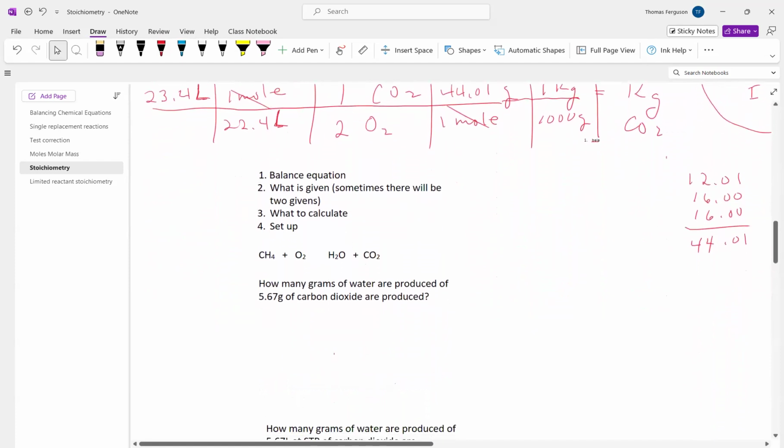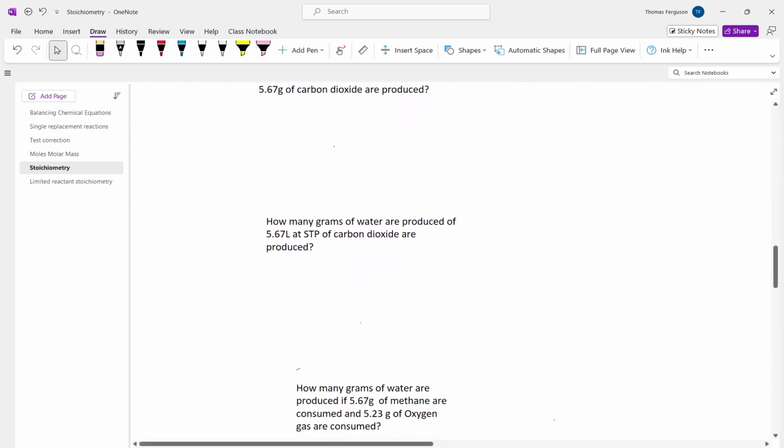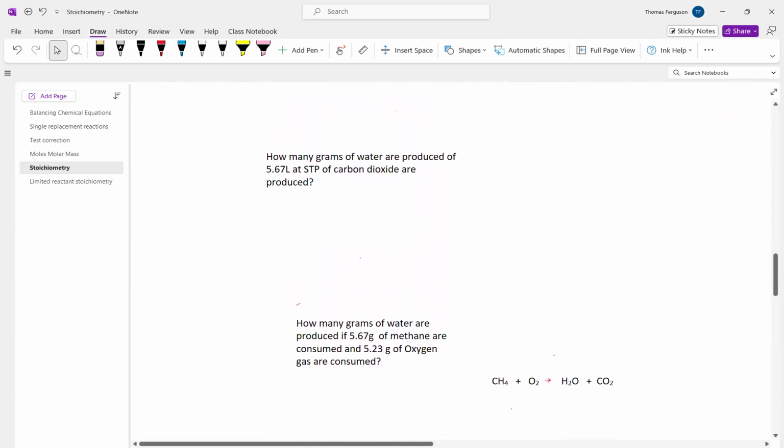Okay, now there are 4 steps: stoichiometry, balance the equation, what's given, what are you trying to calculate, and then the setup. Sometimes there are 2 givens. So look for that. If there are 2 givens, this is a whole lot different problem. Okay, so why don't you try doing these on your own?